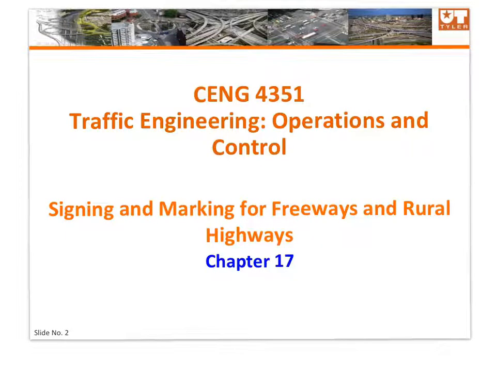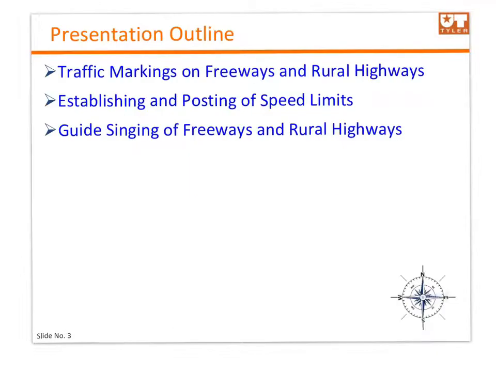Welcome to the second portion of chapter 17, where we've been talking about signing and marking for freeways and rural highways. Last time we covered traffic markings on freeways and rural highways, and we also talked about establishing and posting speed limits. In today's lecture we will be covering the third bullet of this chapter, which is how we can design guide signing for freeways and rural highways.